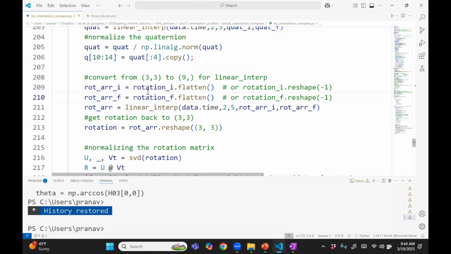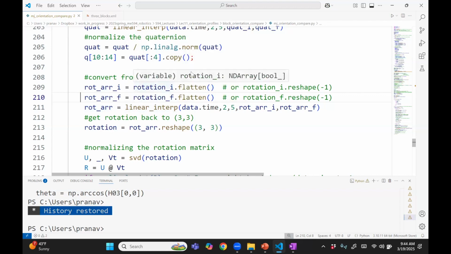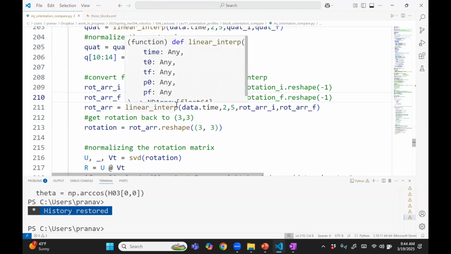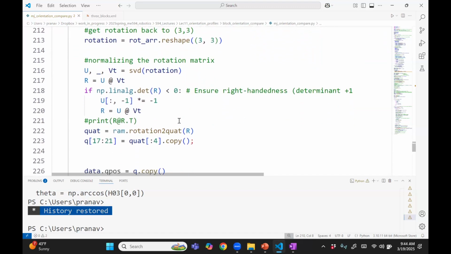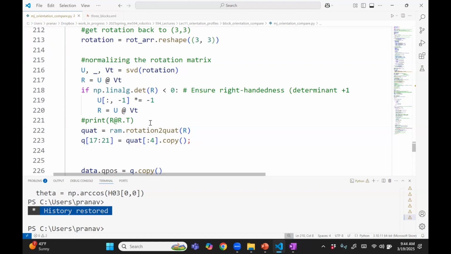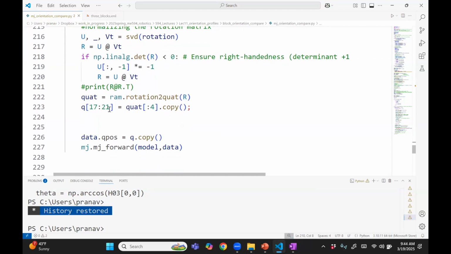You see flatten. It's because rotation is taken as a 3 by 3 matrix, and I want to convert that to a vector. That's what this flatten does. You can also do reshape. So this will be 3 by 3, but it's converted to 9 by 1. Then I do the linear interpolation, and then I reshape it to 3, 3. Then I take the SVD, get rid of the S part, which I'm not going to care about. And if the determinant is -1, I just make one of those columns negative, and that's my new R. And then I update my Q.